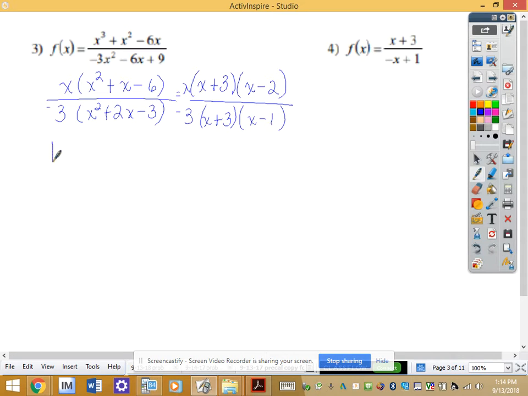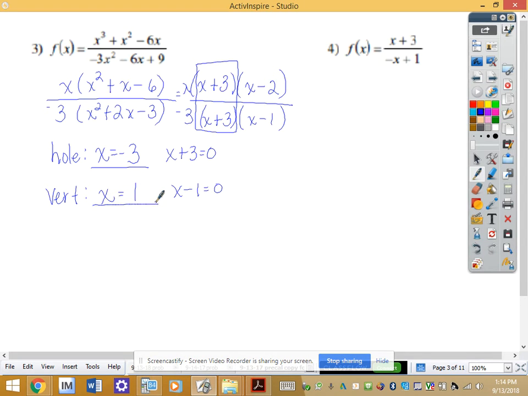So I have a hole where x is equal to 3. X plus 3 equals 0, excuse me. So that would be x equals negative 3. My vertical asymptote is going to be what I have left here, and that is x minus 1 equals 0. So my vertical is going to be x equals 1.